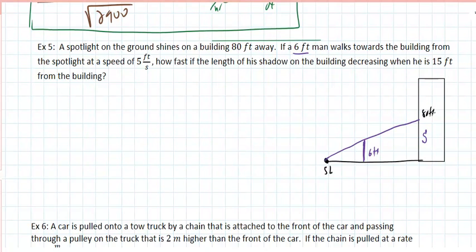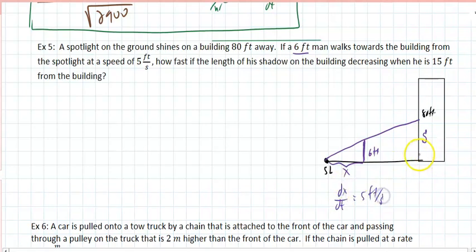If I call this x, then I know that dx/dt is 5 feet every second. How fast is the length of the shadow on the building decreasing when the man is 15 feet from the building?